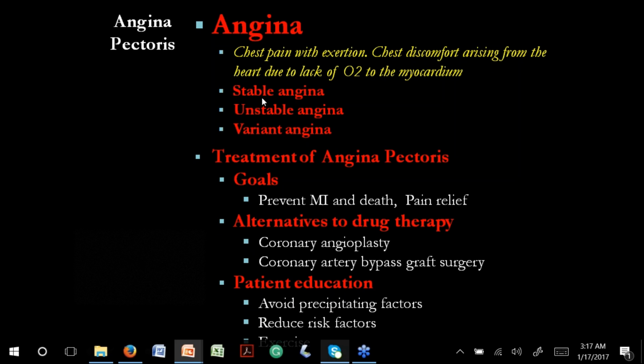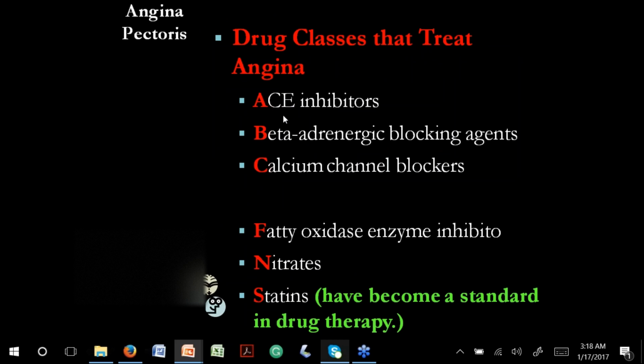All right, so stable angina is mostly treated with the medications that we are going to see now. For unstable angina, mostly what they do is a surgical procedure, mostly bypasses. And variant angina is actually medical treatment too. All right, so let's keep going. Here we have the ACE inhibitors, beta-adrenergic blocking agents, calcium channel blockers, similar to hypertension, right? Fatty acid oxidase inhibitors, nitrates, statins.